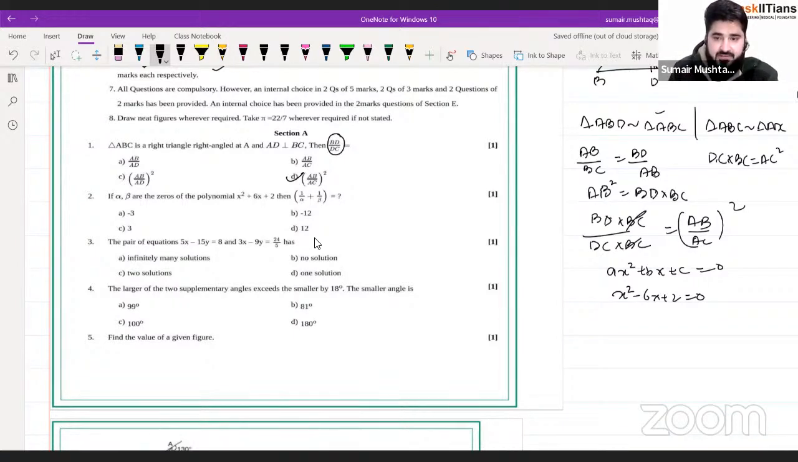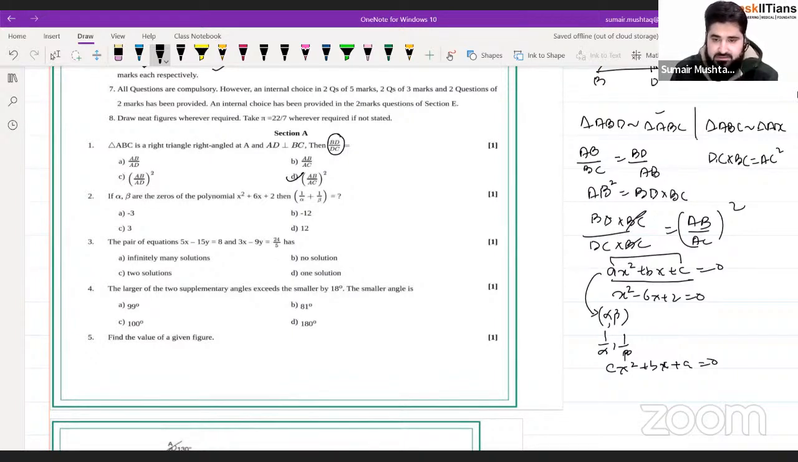If its roots are alpha, beta, then the equation with the roots 1 by alpha, 1 by beta means its reciprocal. I will go for the reciprocal of the roots. Remember, you have to replace the c and a. So it is cx square plus bx plus a. This is a shortcut.